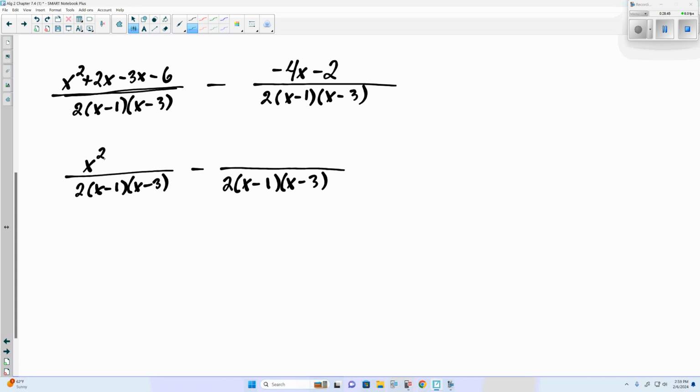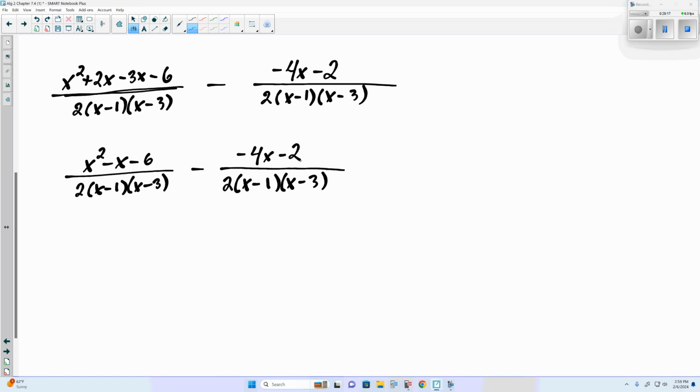Numerator on the left-hand side, our x squared plus 2x minus 3x minus 6 has like terms, yes? 2x and negative 3x. Well, 2x minus 3x is negative x. Our negative 4x minus 2 is just negative 4x minus 2. There are no like terms there. Questions on this here? Questions on any of this so far? We good up to this point?